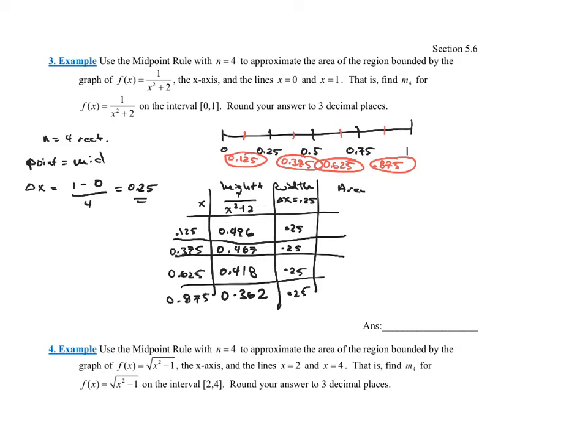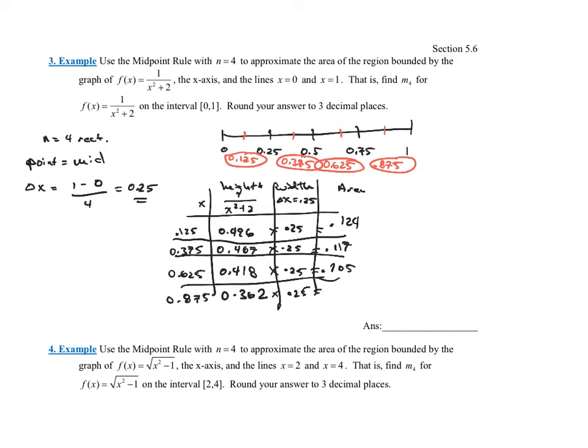So what do I do now? I multiply each one of those times its width. I have the height. I multiply it times the width. I get my areas. I'm getting, please double check my math, 0.124 when I round to 3 decimals. I'm getting 0.117, 0.105. So again, I'm multiplying these and seeing what it equals.